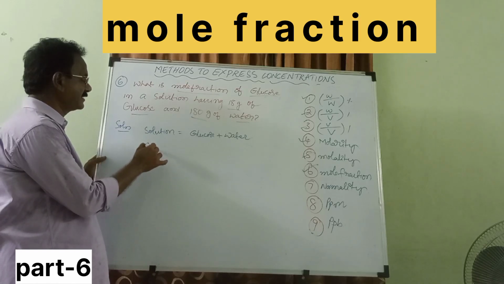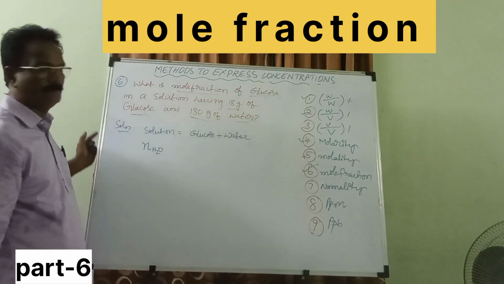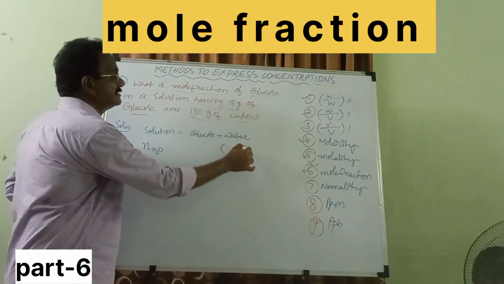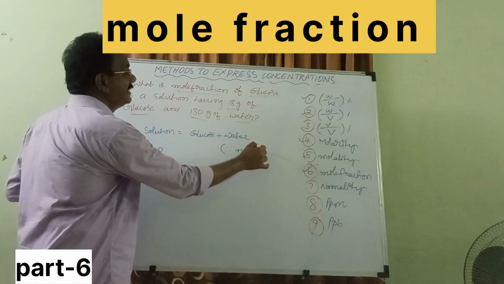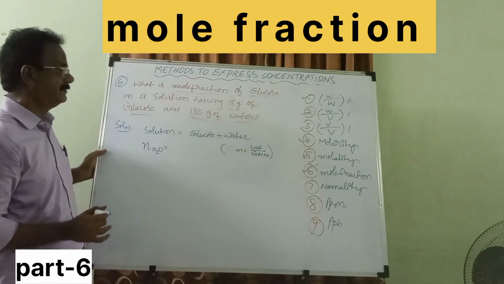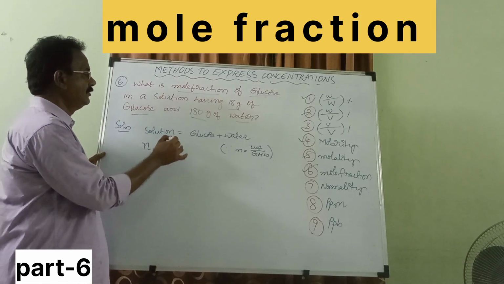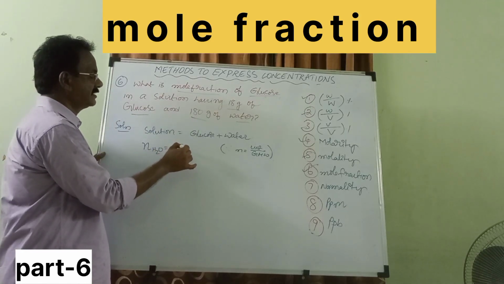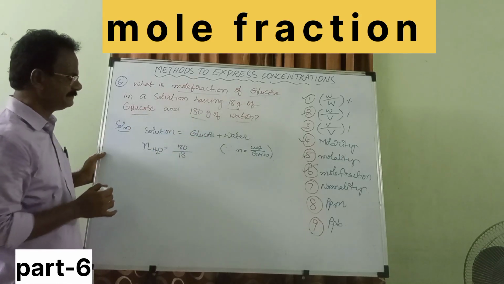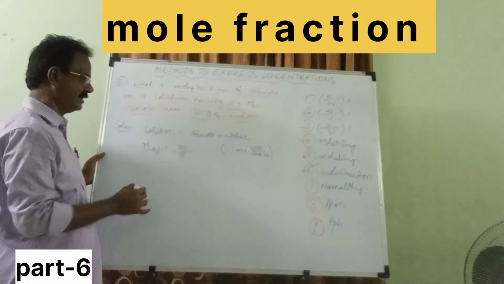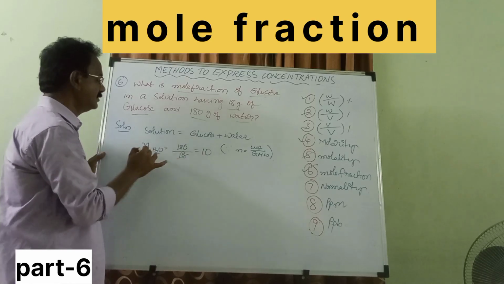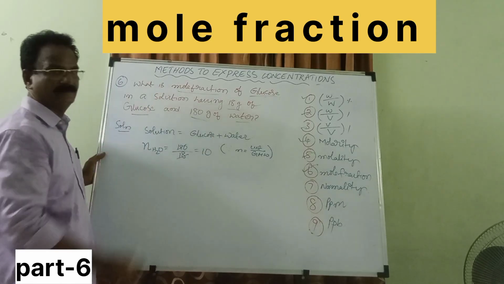The number of moles of water is to be considered as N H2O. We know that N is equal to weight by gram molecular weight, so here the number of moles of water is equal to the weight of water. What is the weight of water here? 180 grams from the problem. What is the gram molecular weight of water? 18 grams. Is it clear? After cancellation, we get 10. So, the number of moles of water is equal to 10.